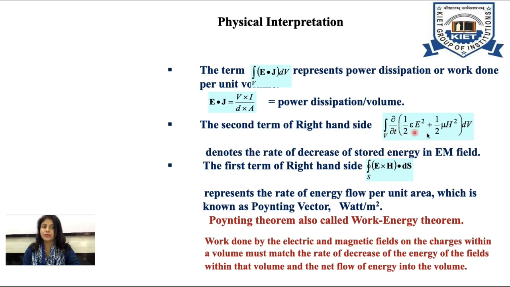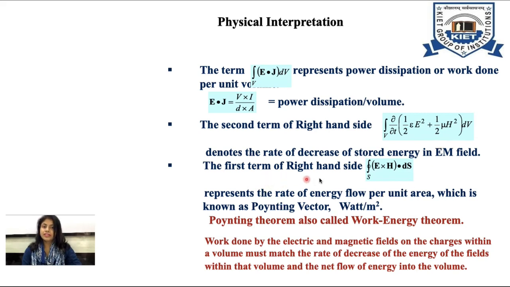The second term of the right hand side is volume integration of del by del T of half epsilon E square plus half mu H square into dV. Because a minus sign occurs in front of this term, it denotes the rate of decrease of stored energy in the electromagnetic field. This is the stored energy in the electric field, this is the stored energy in the magnetic field, and the sum is the stored energy in the electromagnetic field. Del by del T denotes the rate of change of stored energy, and the minus sign denotes the rate of decrease.